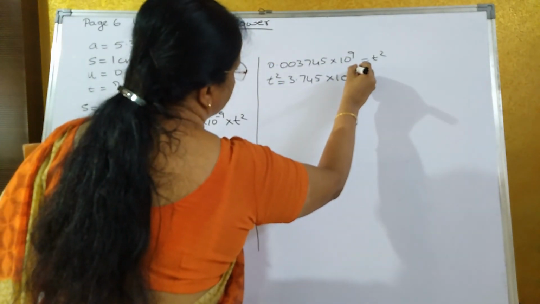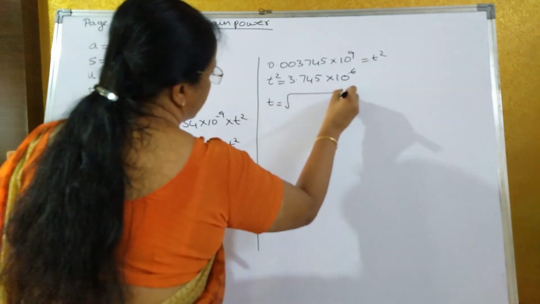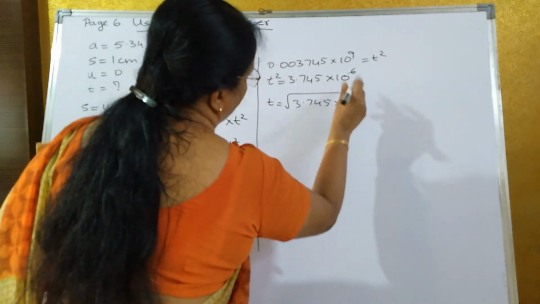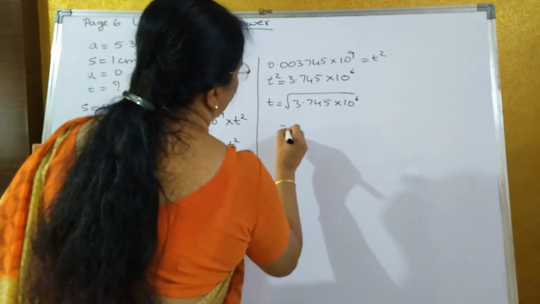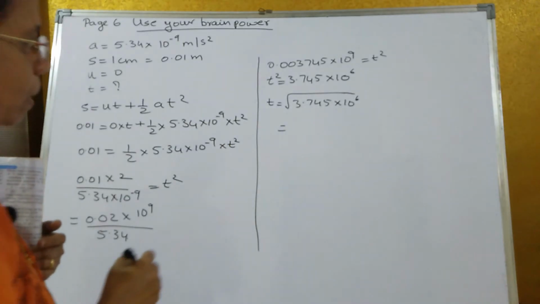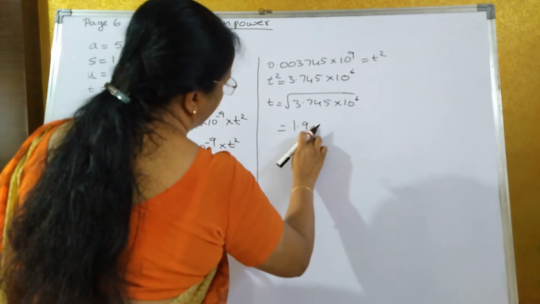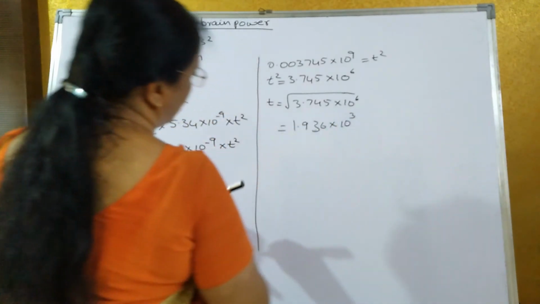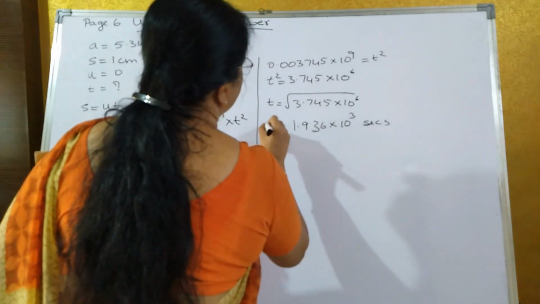So 9 minus 3 is how much? 6. When you take the square root of this number, 3.745 into 10 to the power of 6, you will get 1.936 into 10 to the power of 3 seconds. So that's the value of t.